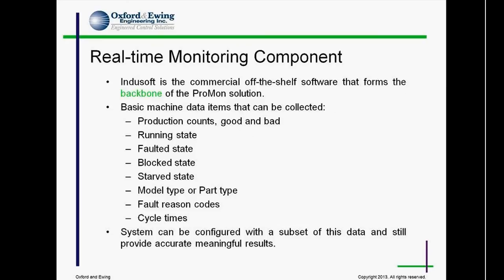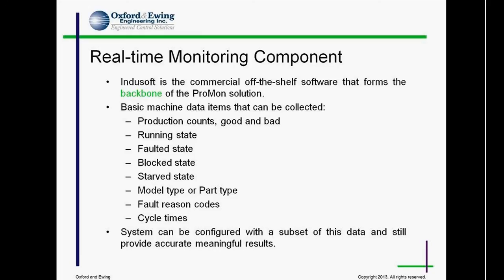The real-time monitoring component is the backbone of the ProMon system, and it is the InduSoft-based portion of the ProMon system. We collect basic machine data such as production counts, good and bad, running state, faulted state, blocked and starved states, part types or part numbers, fault reason codes, cycle times, all the data typically used in an assessment to determine what's going on in the plant floor.